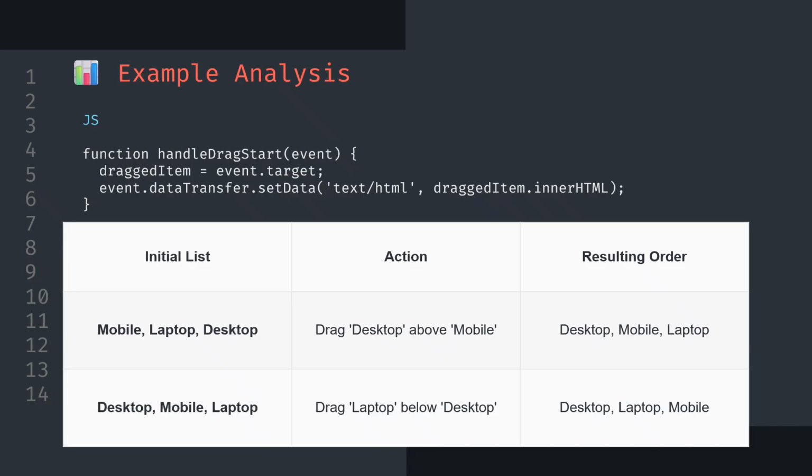Let's look at an example where we move desktop to the top. Dragging it above mobile makes it the first item. Similarly, dragging laptop below updates the order dynamically. It is all managed through simple JavaScript DOM operations.